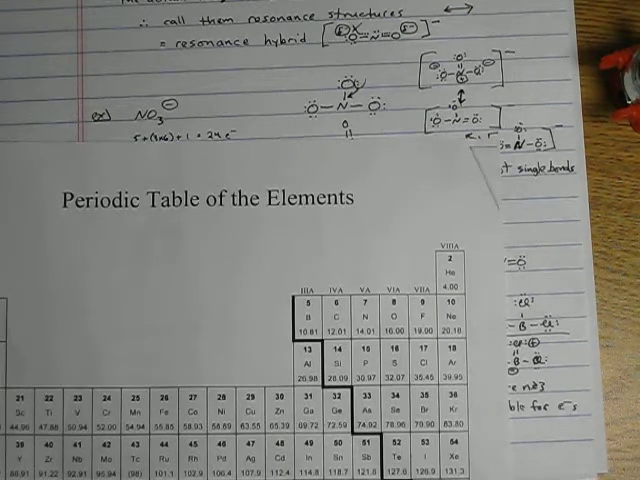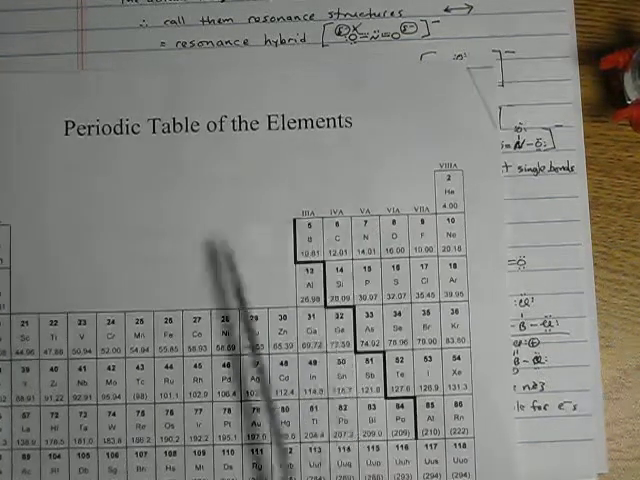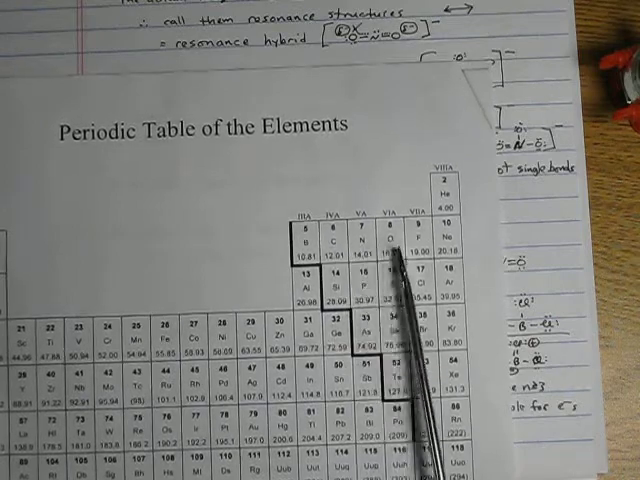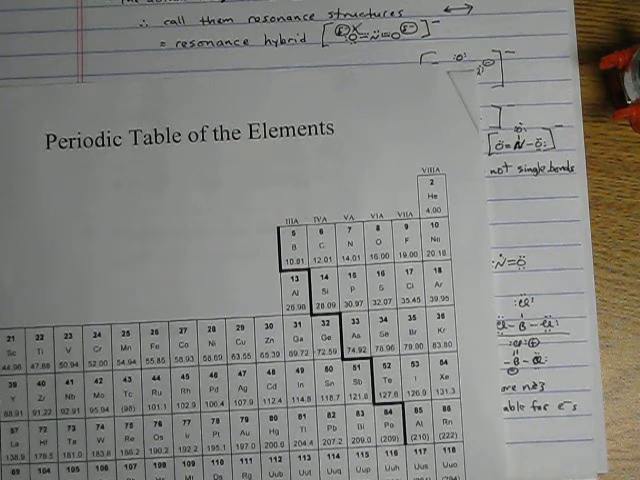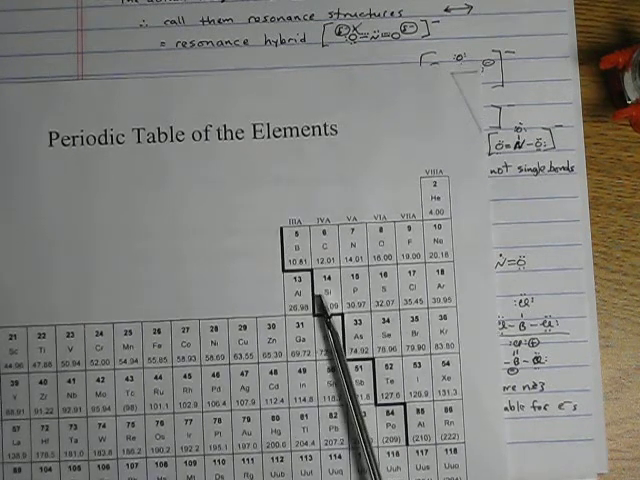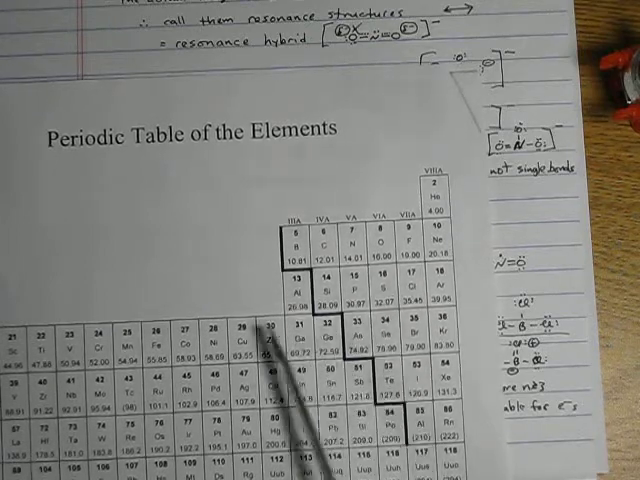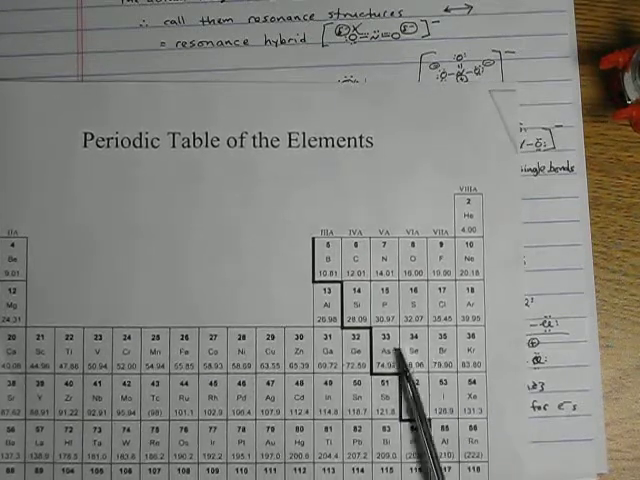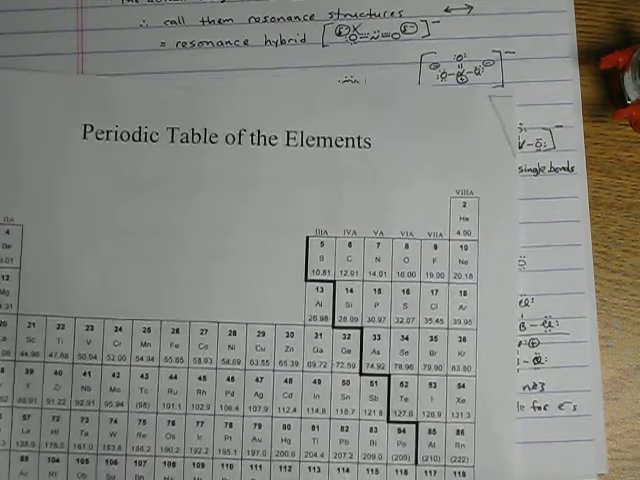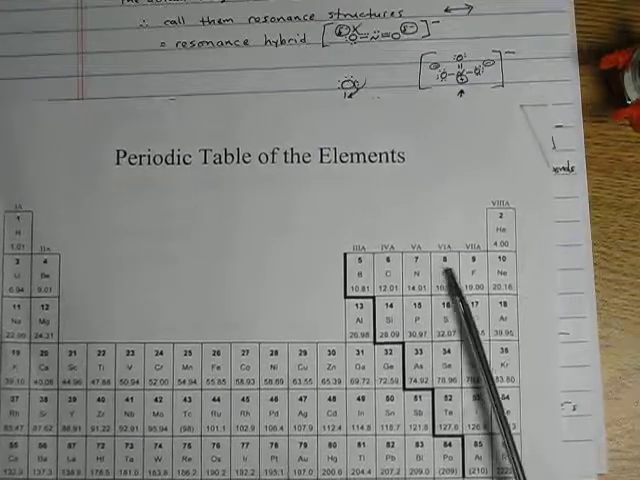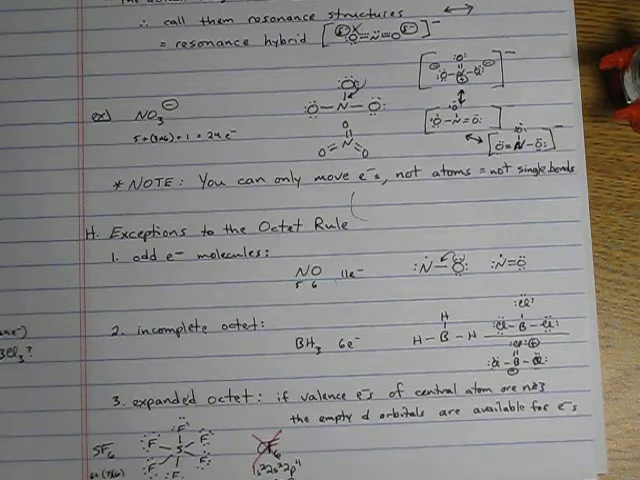Where can you not expand the octet? You cannot expand the octet for any of these guys here. Boron, carbon, oxygen, nitrogen, fluorine. You cannot expand their octets because there's no d orbitals to go into. But any of these guys down here, you can expand these guys' octet because we can get the 3d orbitals, which are over here. We can expand the octet for selenium because the 4d orbitals are available for selenium. So you can have expanded octets as long as you are lower than the second row on the periodic table. And that ends this chapter.